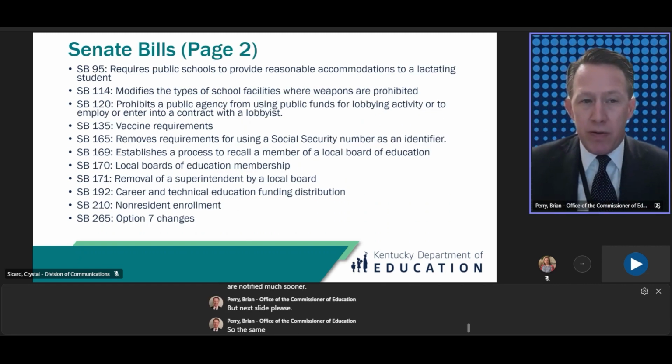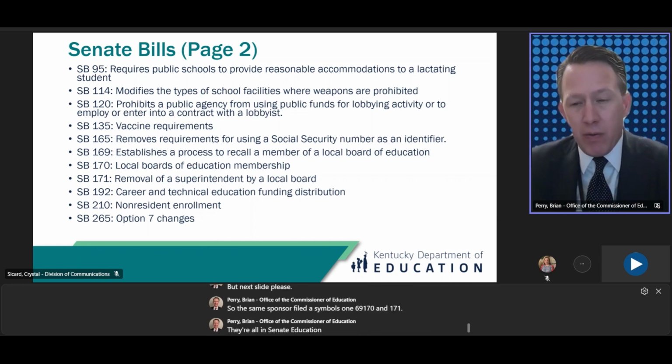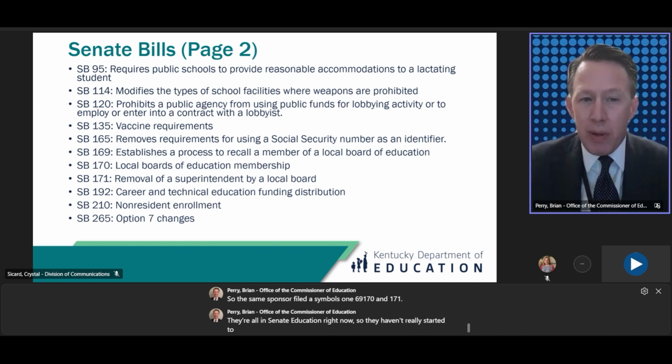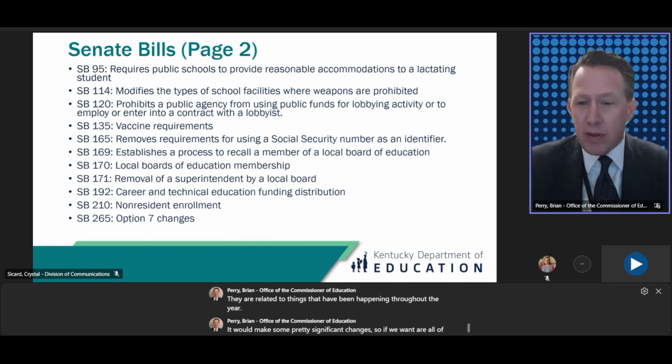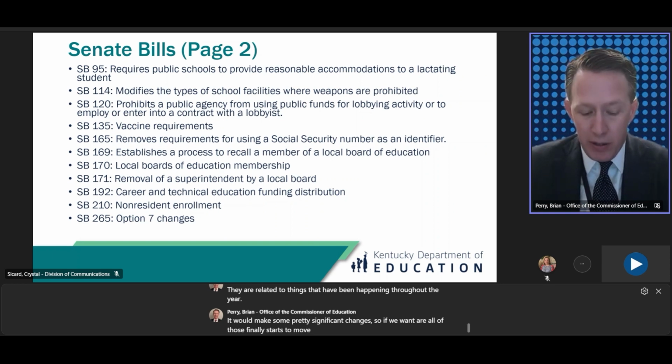So the same sponsor filed Senate Bills 169, 170, and 171. They're all in Senate Education right now, so they haven't really started to move, but you may want to keep an eye on them. They are related to things that have been happening throughout the year. It would make some pretty significant changes. So if one or all of those finally starts to move, you'll definitely want to pay attention to that.